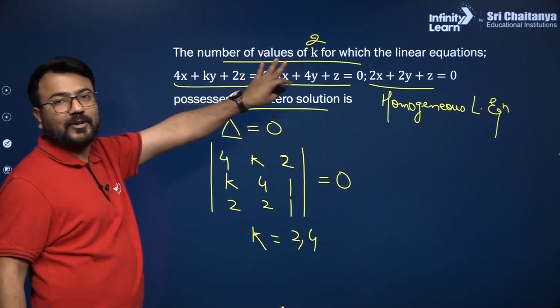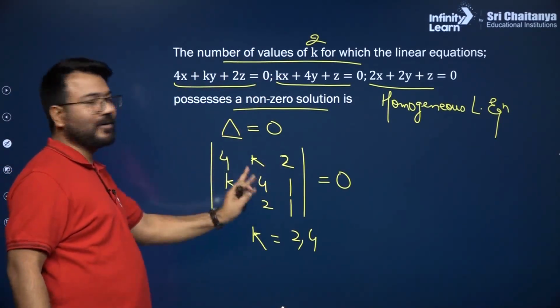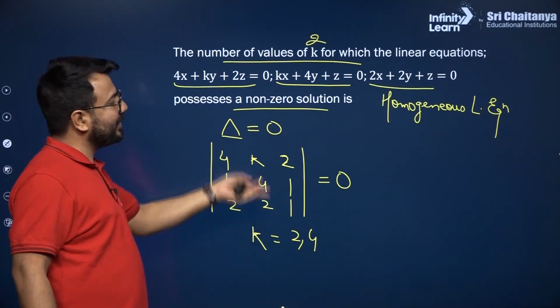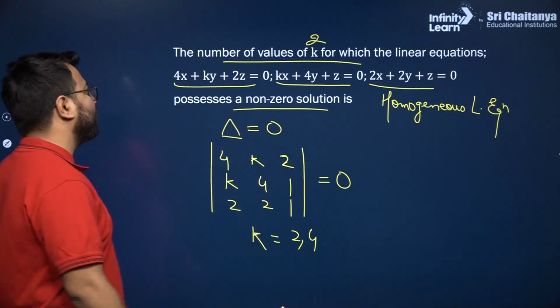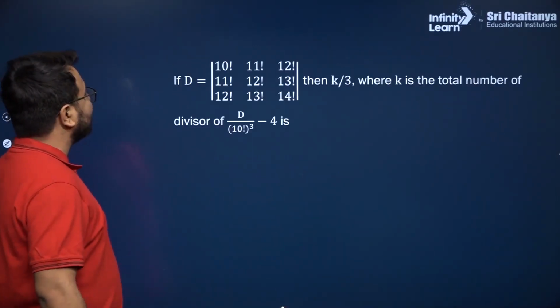Even if we need to get the number of values of k, we know that this will become a quadratic expression, and if it becomes a quadratic expression, the roots will be 2. I hope you are able to understand this. Okay. Now there is another question.